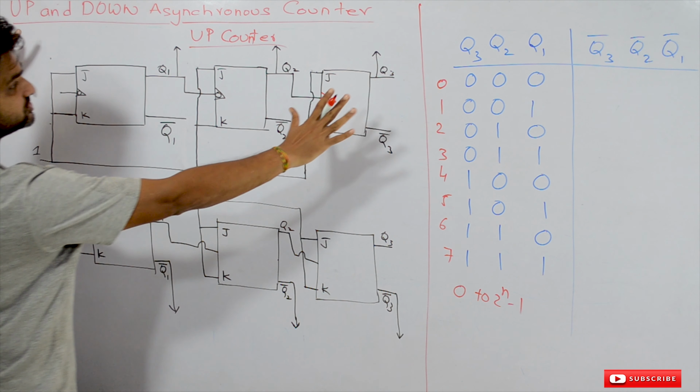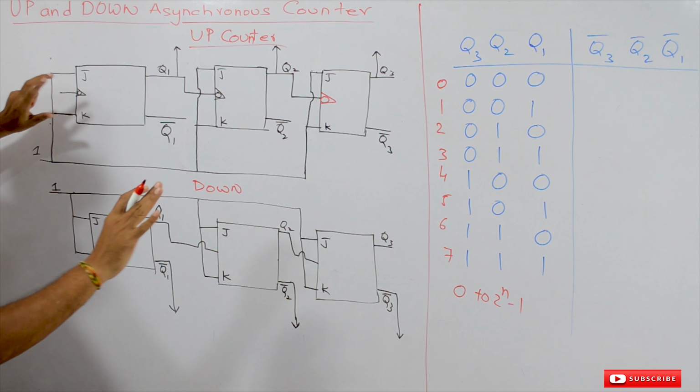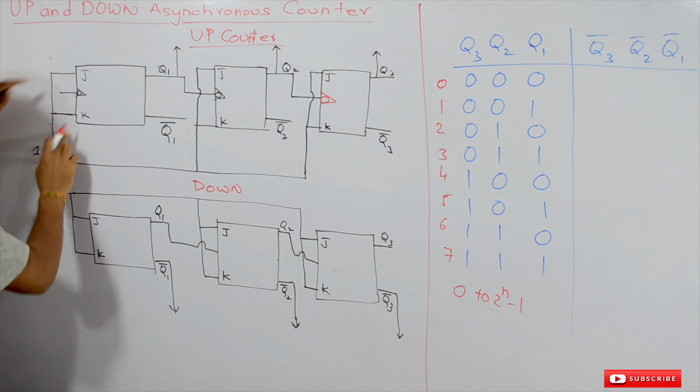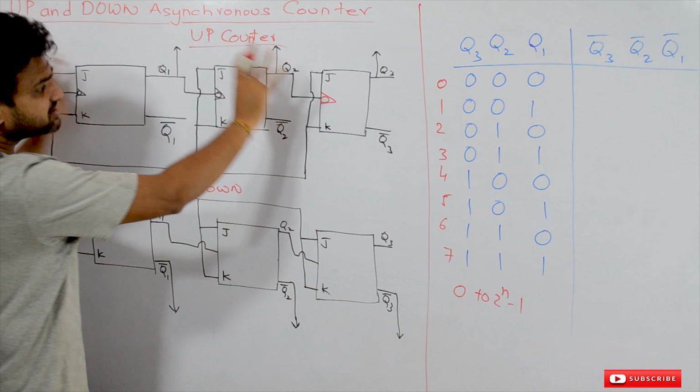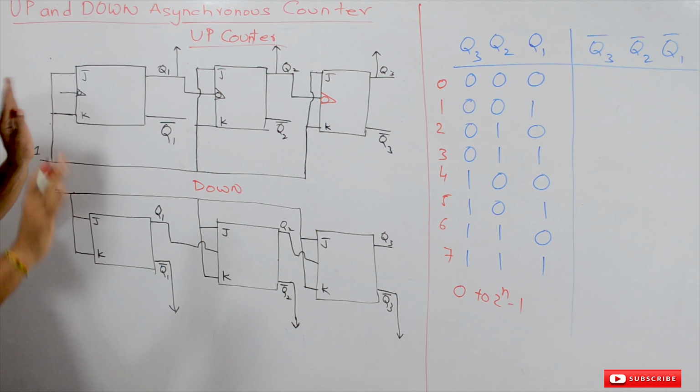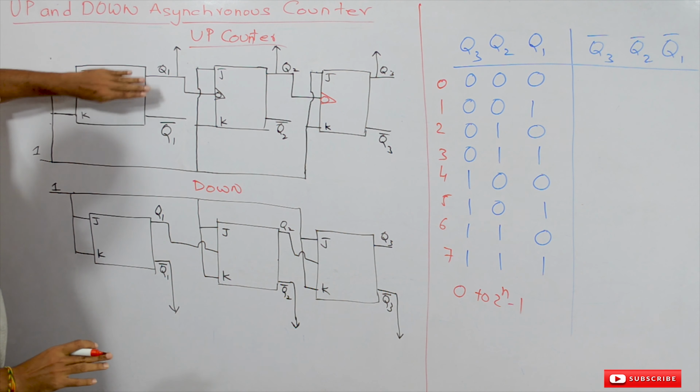The same circuit is used as it is, but the only difference is both the JKs are connected to 1 and Q1 values are connected as the clock. The clock of the previous flip-flop is connected to the clock of the next flip-flop. So everything is same. The only difference is in the up counter we have taken the outputs of Q1, Q2, Q3, but in the down counter we are going to take the outputs of Q1 complement, Q2 complement and Q3 complement.